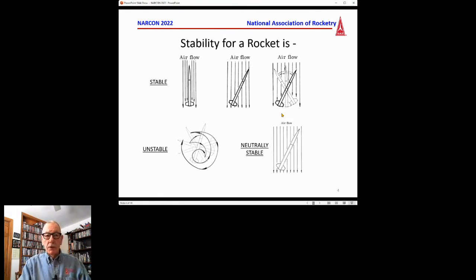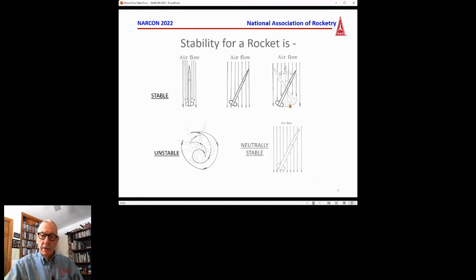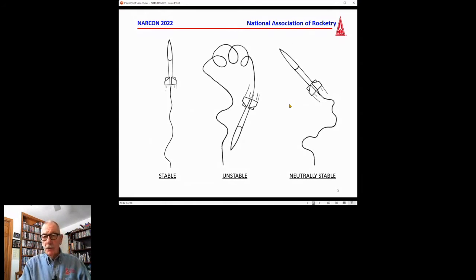And for a rocket, of course, that means staying with the airflow. If it's disturbed, then it works its way back into a zero angle of attack with the airflow. Unstable, who knows? And neutrally stable, very rare. And of course, that's what it all looks like. You've seen it, I'm sure. Hopefully mostly stable, on a rare occasion, either unstable or neutrally stable. But obviously, stable is what we're looking for.